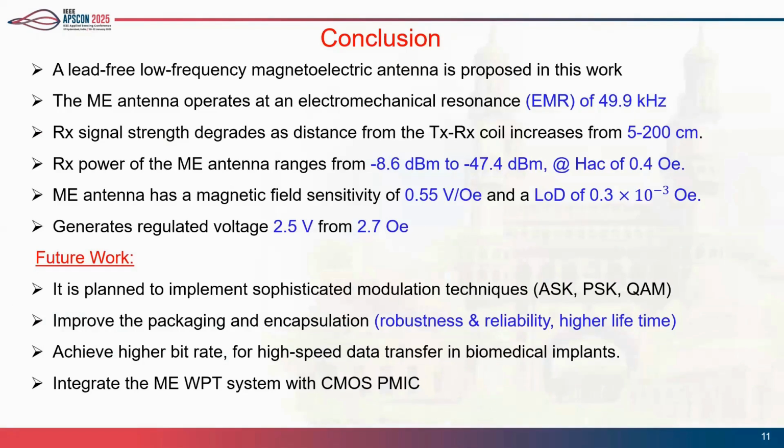It works at a lower frequency range, within 50 kilohertz, and still we are able to miniaturize the overall dimension up to a few millimeters. The range of operation is up to 200 centimeters. The sensitivity of the ME antenna is 0.5 volt per oersted, which is good compared to the other papers that we have seen. And it also generates a stable DC voltage from 2.7 oersted.